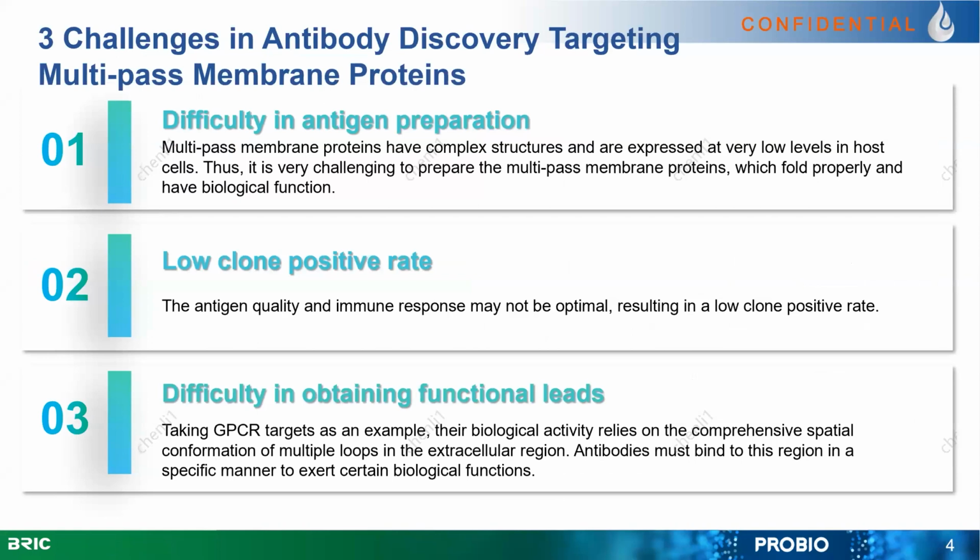The main reason for the smaller number of GPCR antibody drugs lies in the challenges in antibody discovery. First of all, difficulty in antigen preparation. Multi-pass membrane proteins have sophisticated structures and are expressed at much lower levels in the host cells. As a result, it is technically challenging to prepare multi-pass membrane proteins with proper folding and biological functions. Given these features, the quality of antigen is less than ideal, leading to undesirable immune response and a lower positive hit rate.